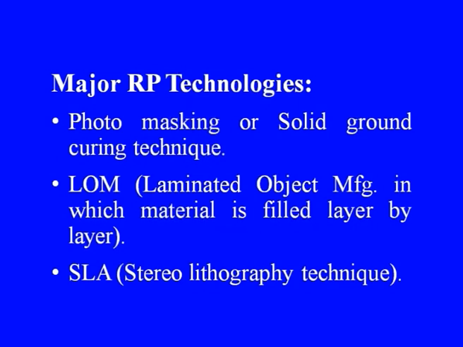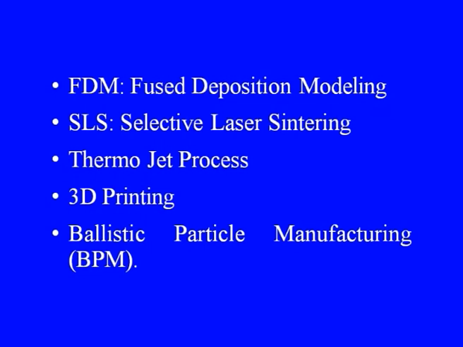Now let us look at the major RP technologies. Photo masking or solid ground curing is one of the techniques. Then another very popular and widely used technique is LOM, or laminated object manufacturing, in which material is filled layer by layer. Another is SLA, the stereolithography technique. Others are FDM, that is fused deposition modeling, SLS, selective laser sintering, then the thermoset process, then the 3D printing process, which I referred to at the very beginning of this session. Then another is ballistic particle manufacturing, in short called the BPM process.